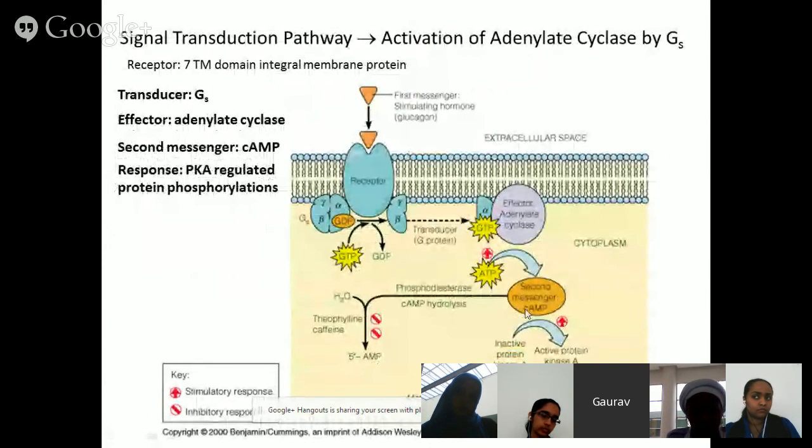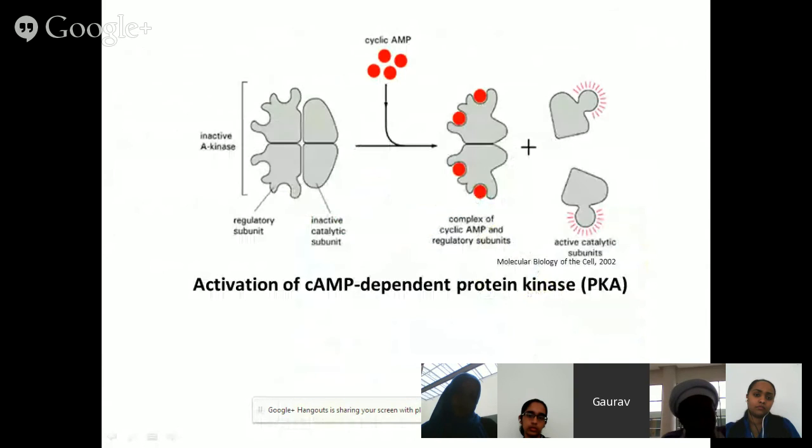Now we'll discuss the inactive protein kinase A structure. What is the structure of protein kinase A? You can see in the next figure that there are four subunits in the protein kinase A structure. Two subunits are regulatory subunits, and the other two are called catalytic subunits. In a normal state, they are always present in an inactive form. The regulatory subunits have binding sites for cyclic AMP molecules.